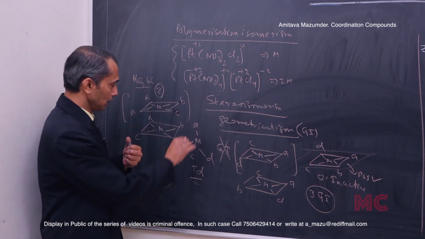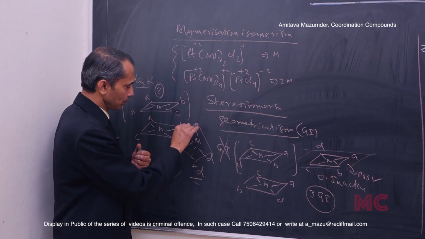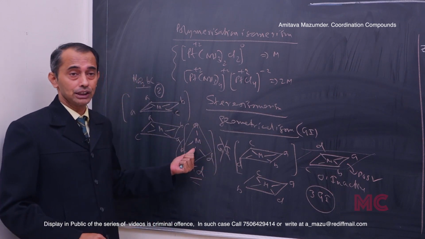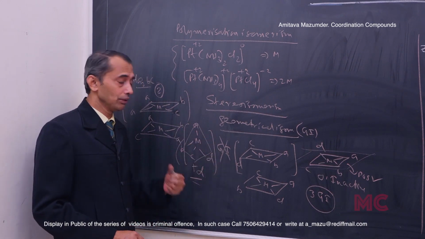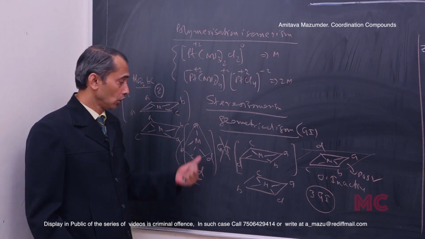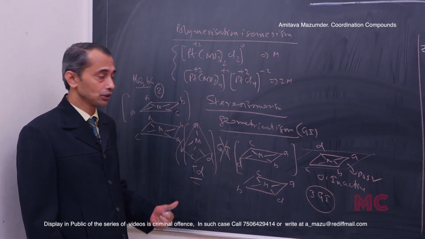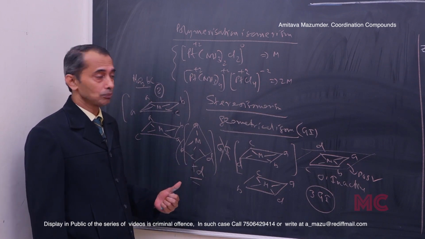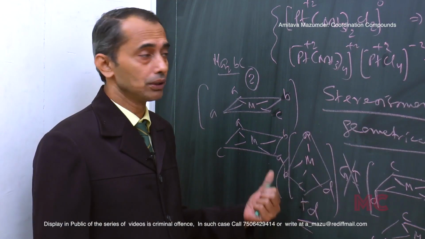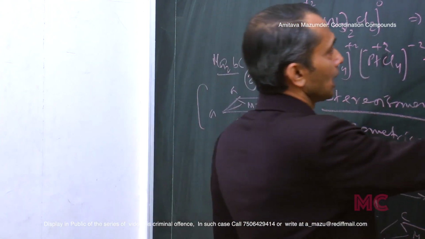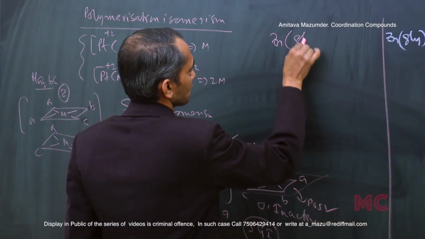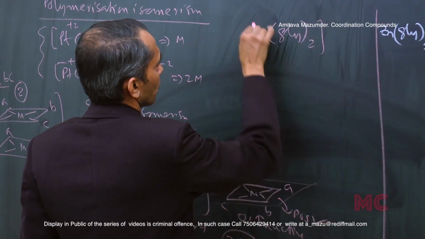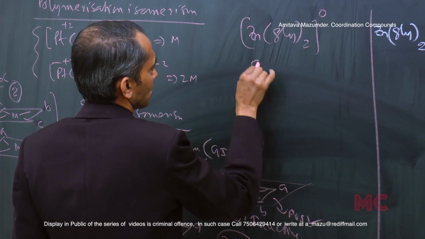But if it is a tetrahedral complex, yes, there can be optical isomerism, but it is very difficult to find out the optical isomers or trap the optical isomers for the complexes. But yes, a tetrahedral complex should show the optical isomerism because it doesn't have any plane of symmetry. One of the examples is zinc glycinate. Glycinate, this is basically overall 0. It is optically active.